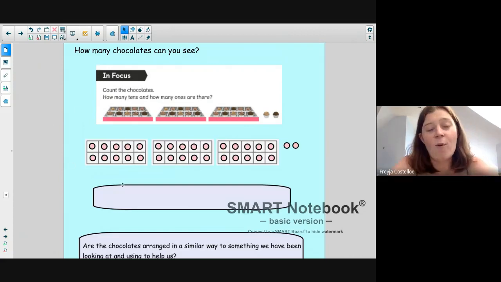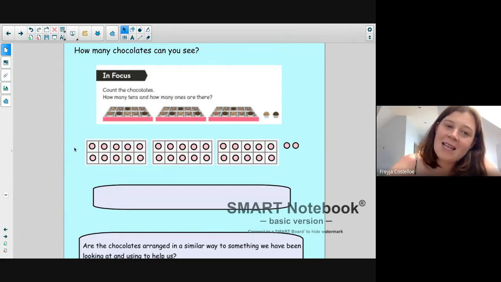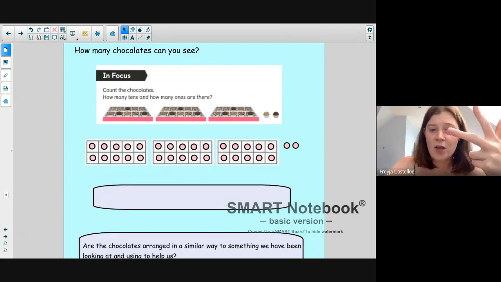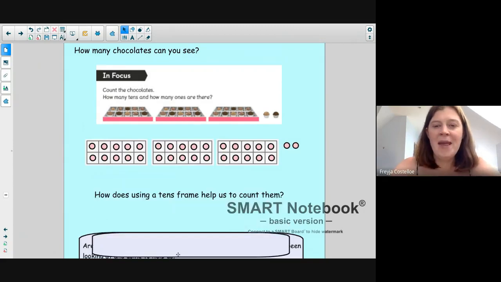So how many chocolates do we have altogether? Well, I'm going to use my knowledge around counting in tens, and I'm going to count 10, 20, 30. Okay, so there are 3 tens, 10, 20, 30, and there are 2 ones. Okay, so that is going to give me 32 chocolates.